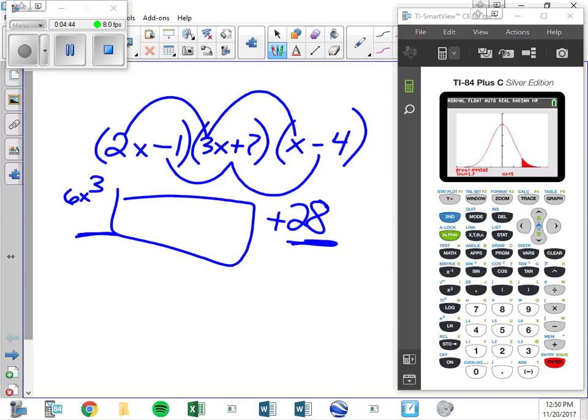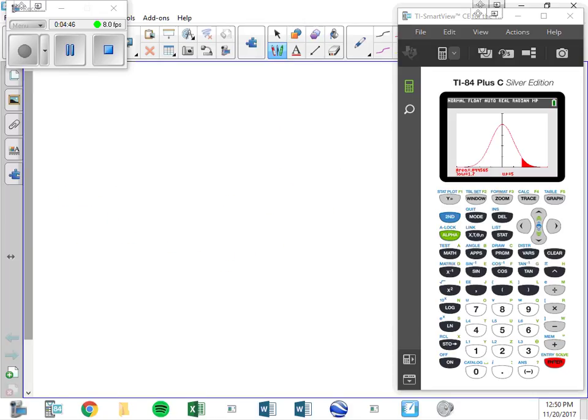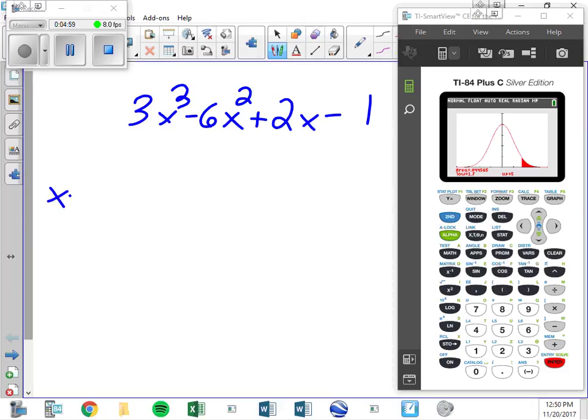Well, let's say I had a polynomial: x to the third minus 6x squared plus 2x minus 1. Is there a way to know if x plus 4 is one of the three factors? How could I tell if this belongs there or not?